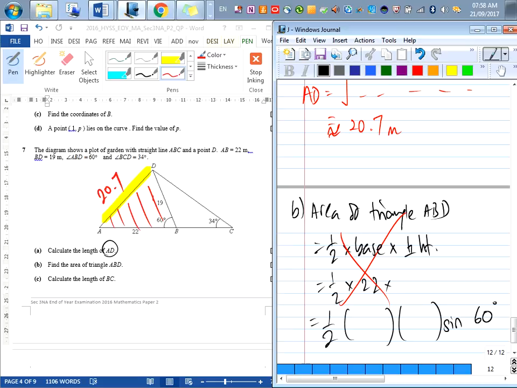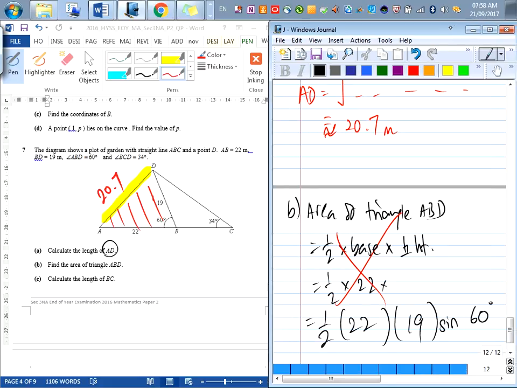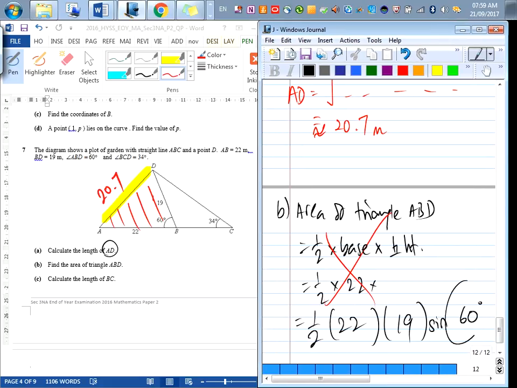Anissa, what do you think? 22 and 19. Okay. Must I choose 22 and 19? Can I choose something else? I cannot. Because for this formula to be used, the angle must be an included angle. This is an included angle. What is an included angle again? The included angle is the angle in between the two sides.